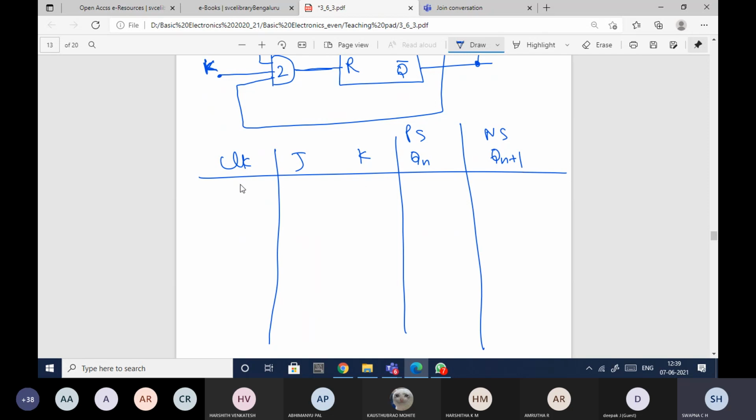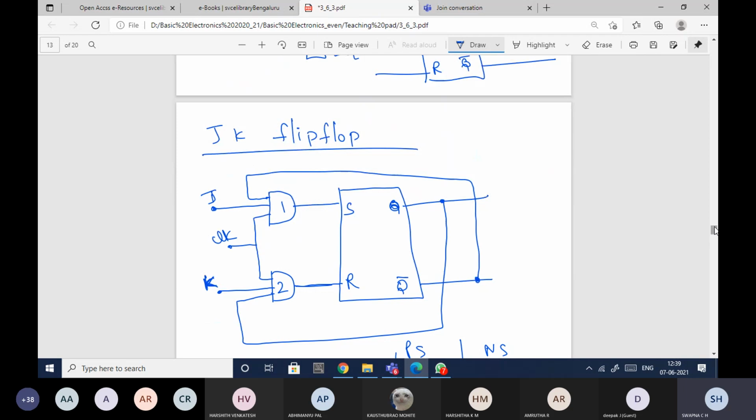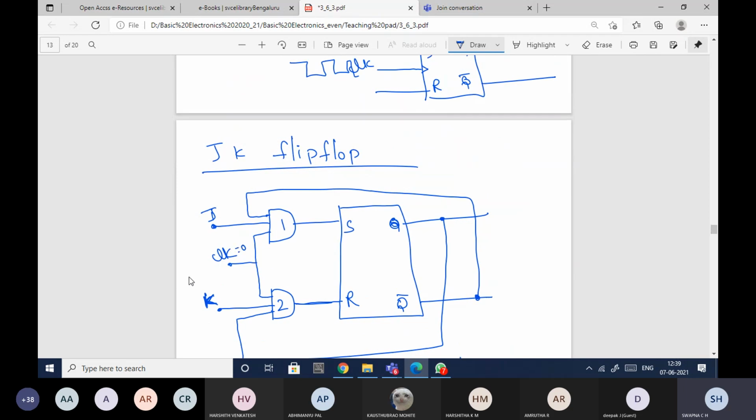First let me consider clock is equal to 0. Here also clock in the sense I'll have positive half cycle, negative half cycle like this. First let me analyze the negative, when clock is equal to 0. If you observe, one of the inputs to the first AND gate and one of the inputs to the second AND gate are 0, 0. What will be the output then? The output of the first AND gate is 0 and the output of the second AND gate is also equal to 0. So this is nothing but the SR latch.